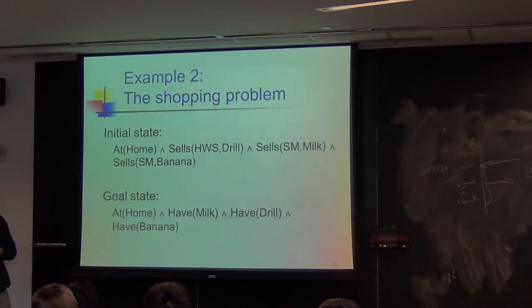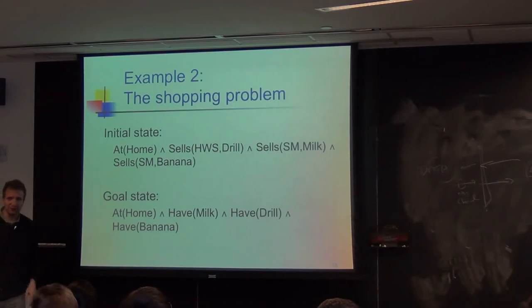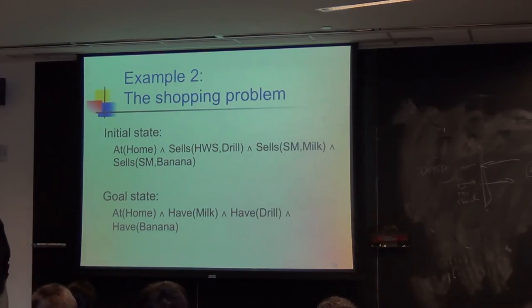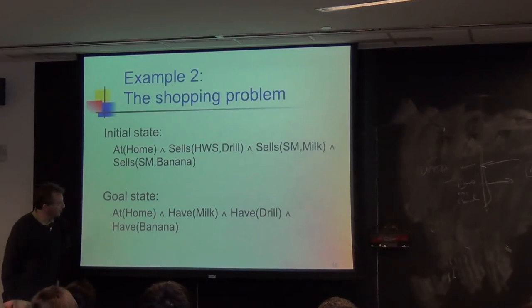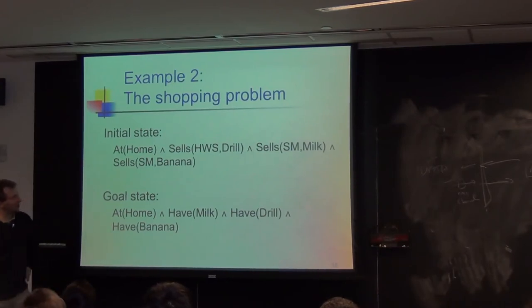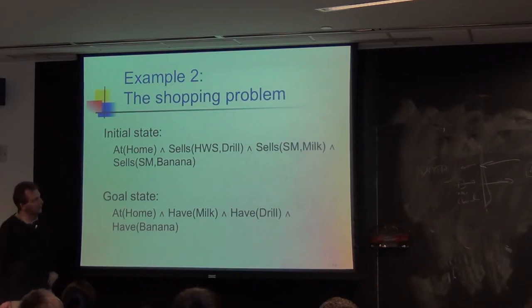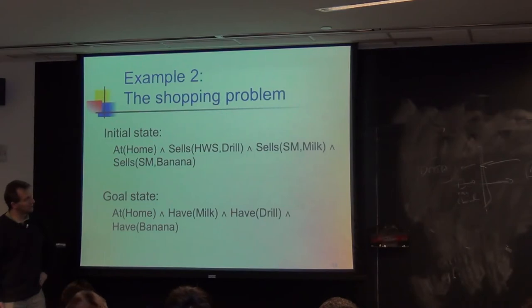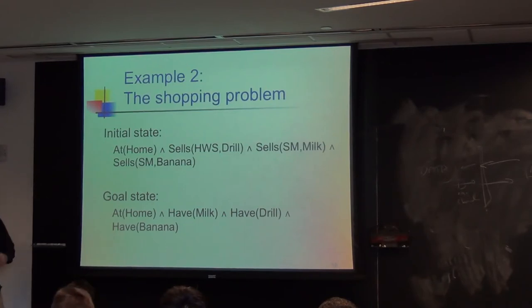All right? So let me go through another example of this, just kind of quickly. We're back to the drill, milk, and bananas. So the idea here is, again, we're at home. The hardware store sells a drill, and at the supermarket you can get milk and you can get bananas. And what we want is to be at home, have milk, have a drill, and have a banana.